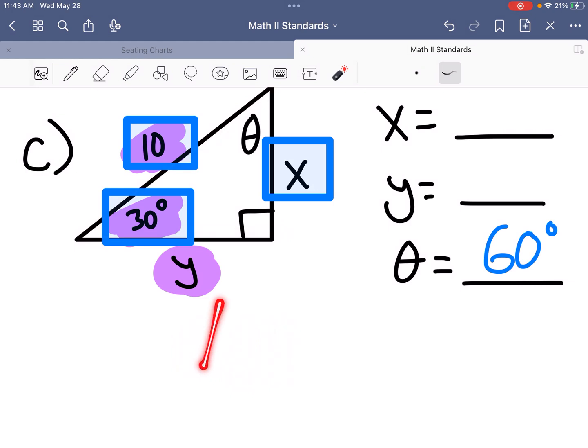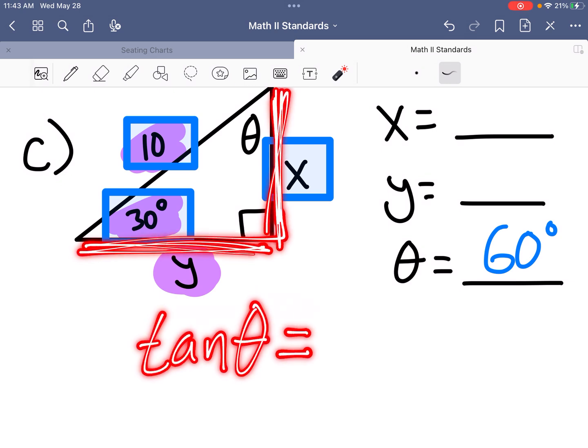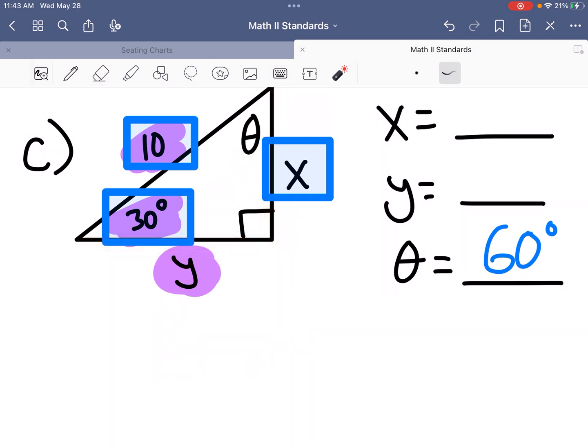And then TOA, well, that means that the tangent of my angle is equal to the opposite side divided by the adjacent side. And remember, the opposite side is always across the triangle. So if I want to figure out what x is, I have my angle, x is my opposite side, 10 is my hypotenuse. So I know I said I'd start with the purple highlighter, but let's go with the blue box. I've got an angle, opposite, hypotenuse.